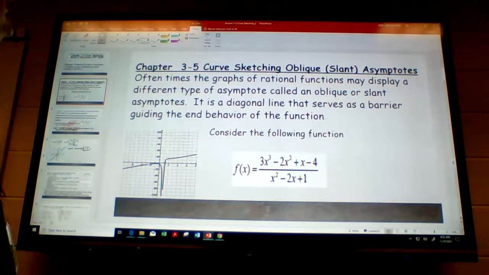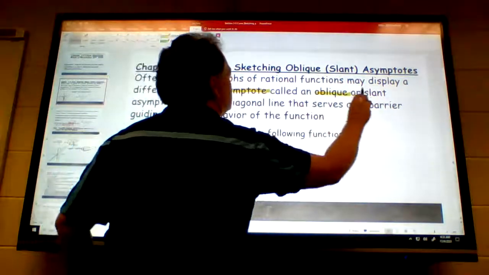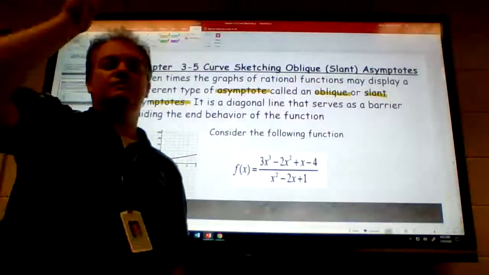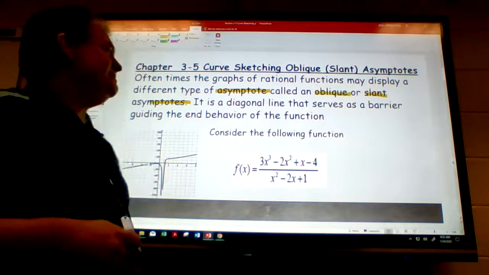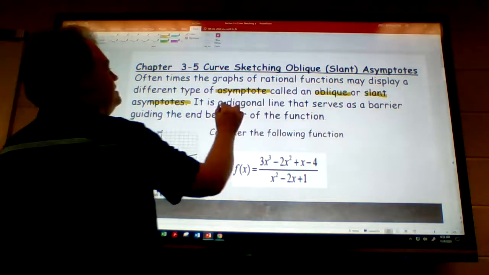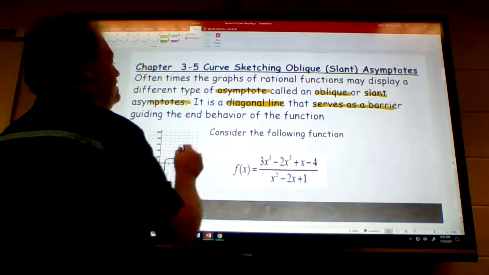All right, now, oftentimes, a graph of rational functions may display a different type of asymptote. This is called an oblique or slant asymptote. You're used to asymptotes being either vertical or horizontal. Well, in some cases, they're not. It's a diagonal line that serves as a barrier guiding the end behavior of the function.